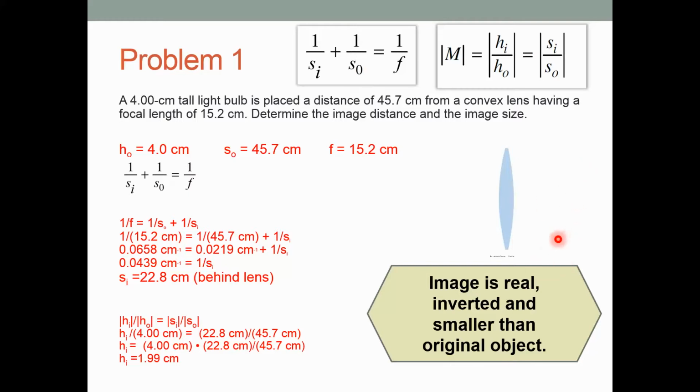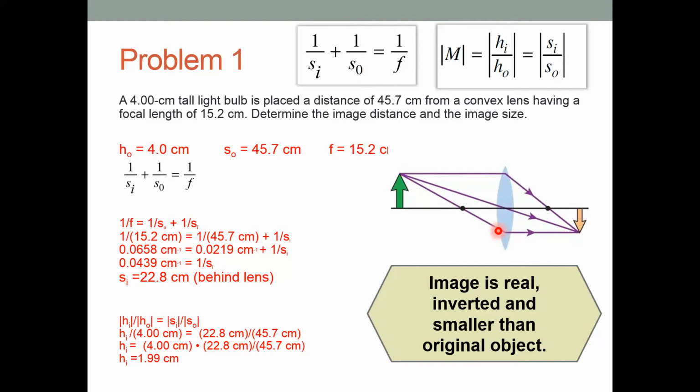We know that for a convex lens where the object is further than the focal point, so this is our focal point, 15 centimeters, and our object is further away, we know that it's going to be inverted. It's going to be real, and from our calculations we also see that it is smaller than our original object.